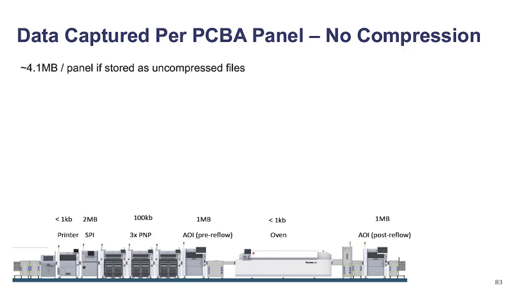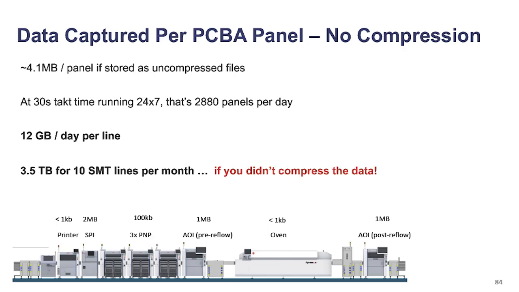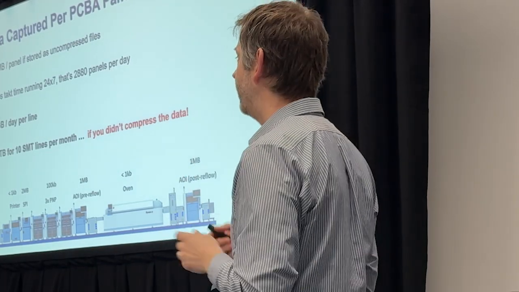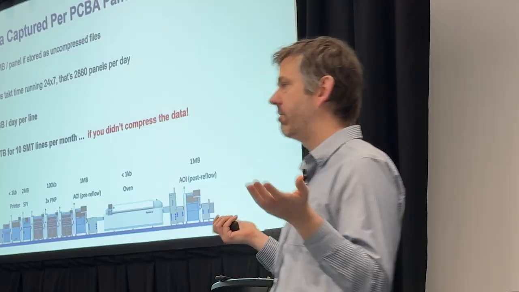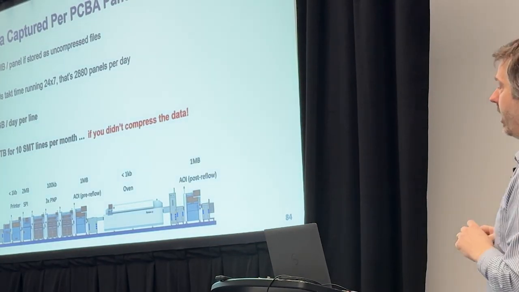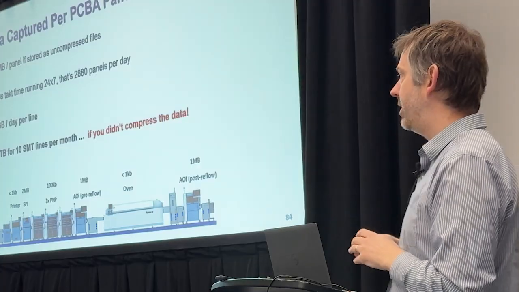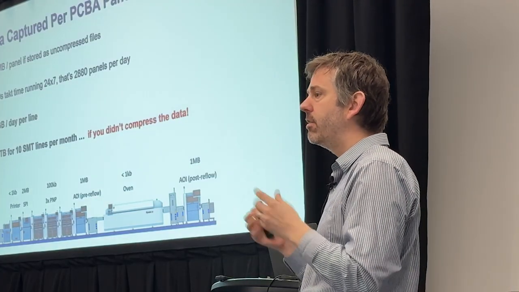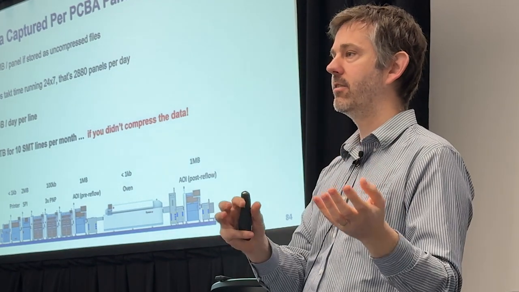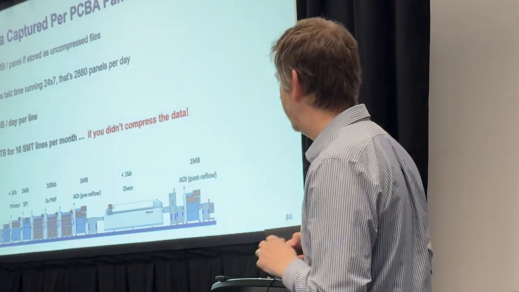It doesn't sound crazy, but if I'm running at a 30-second cycle time on this line, running 24/7, that's about 3,000 panels per day. It's about 12 gigabytes per day per line. I have 10 lines in the factory. I'm getting up to like 3.5 terabytes of data per month. Okay. And then I have to store that for a year. So maybe it's like 60 terabytes. It's reasonably large enough I wouldn't want to necessarily put it in a database, so I want to think about something else to do with it.